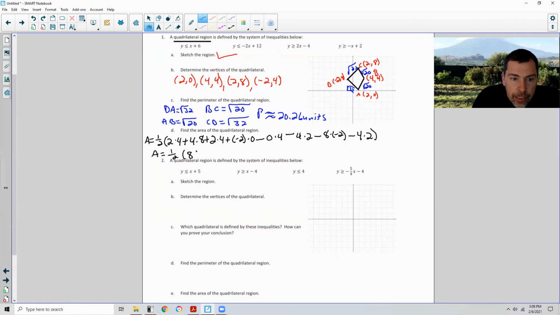4 times 2 is 8, plus 8 times 4 is 32, plus 4 times 2 is 8. That last term is 0, so that goes away. Then minus 8 plus 16, careful with that, minus a negative, and then minus 4 times 2 is minus 8. So that is going to equal 8 plus 32 is 40. The 8 minus 8 cancel, so we have 40, plus 16 is 56, minus 8 is 48, and 1/2 of 48 is 24 units squared.